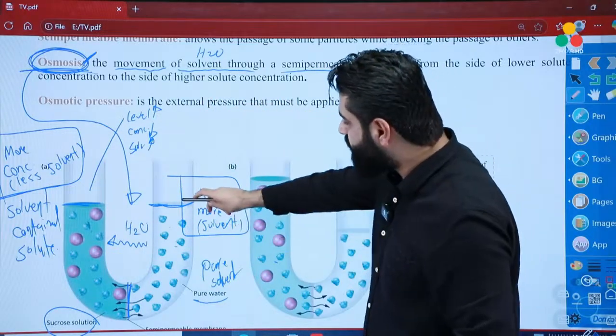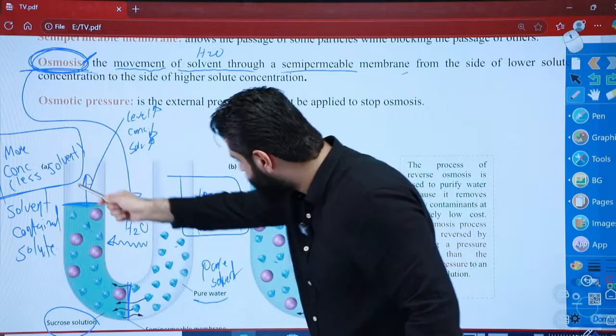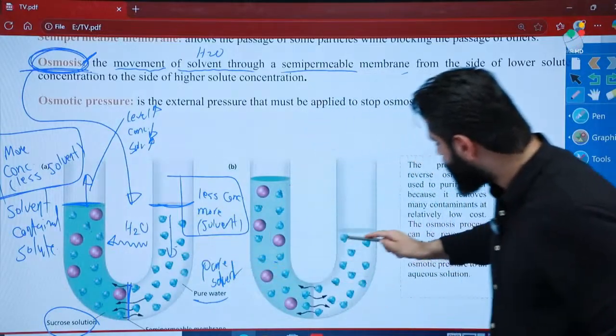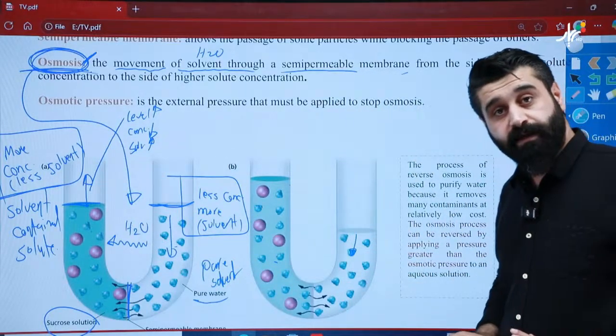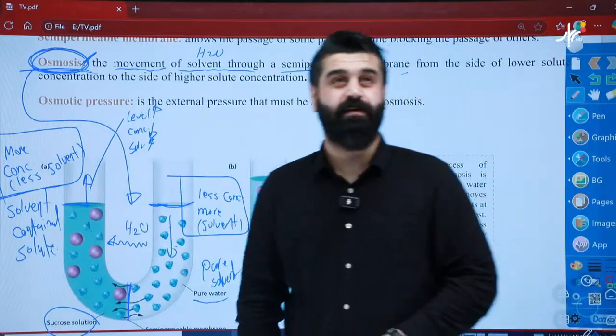Great. How about the level here? Must be decreased. Look at this. This level must be raised like this, and this level must be lowered like this. Okay? Got it? Let's repeat all the steps from the first.